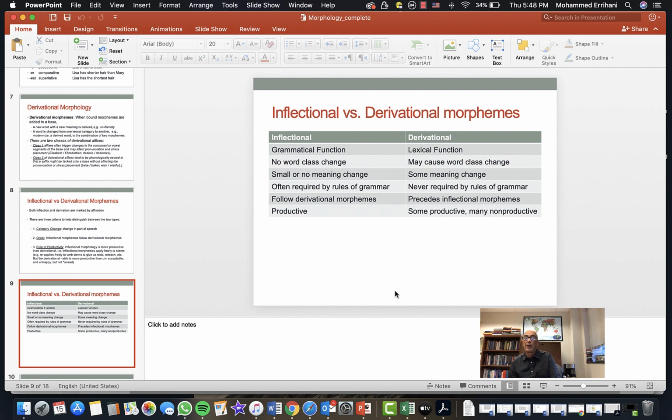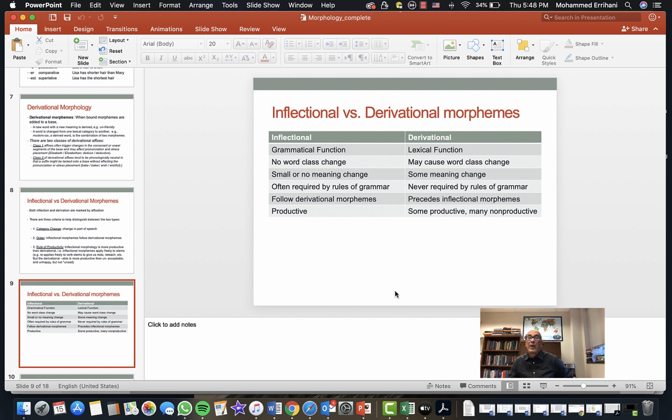On the other hand, derivational morphemes have a lexical function. They change the meaning of the word when they're attached to it. They may cause a word class change, so the word can change from one category to another, from a verb to a noun, from a noun to an adjective, etc. And it causes some meaning change. For example, friendly, you add un, it becomes unfriendly. So there is a change in meaning. Therefore, un is a derivational morpheme. It's not an inflectional morpheme. They're not necessarily required by rules of grammar, like inflections.